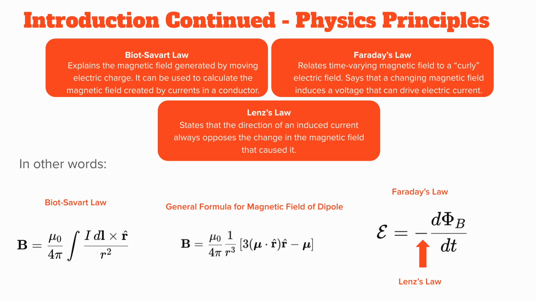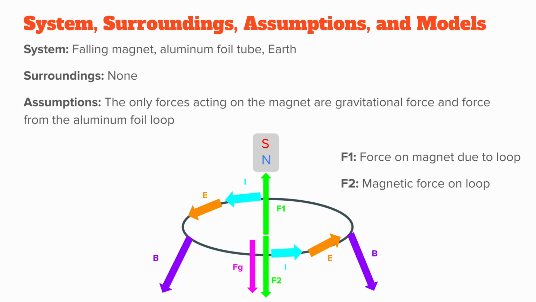Finally, there is Lenz's law, which states that the direction of an induced current always opposes the change in the magnetic field that caused it. This is because nature likes balance, and it does not like a change in flux. Lenz's law is responsible for the minus sign seen in the equation for Faraday's law below.